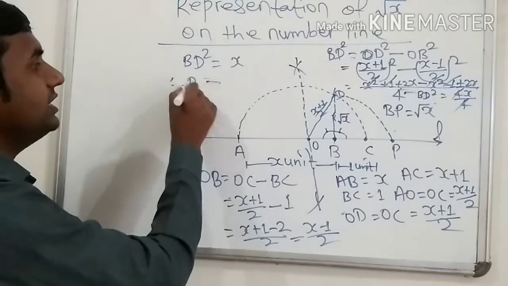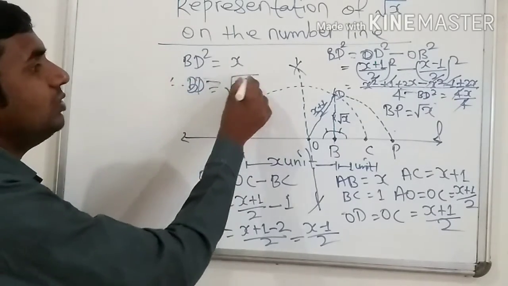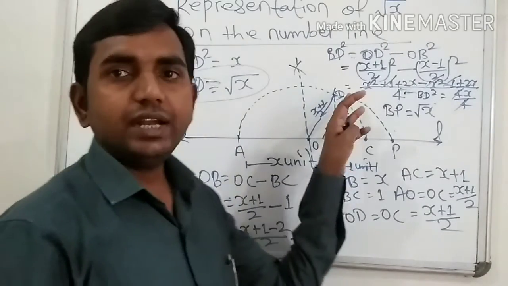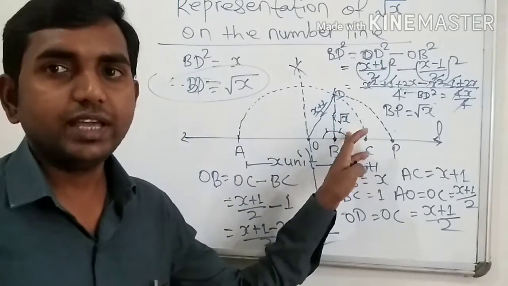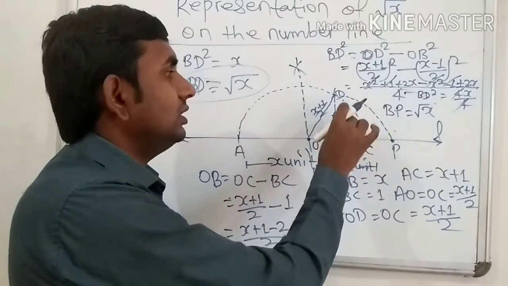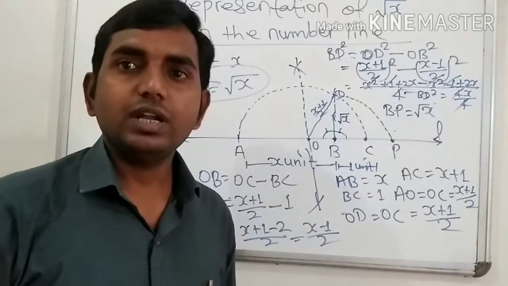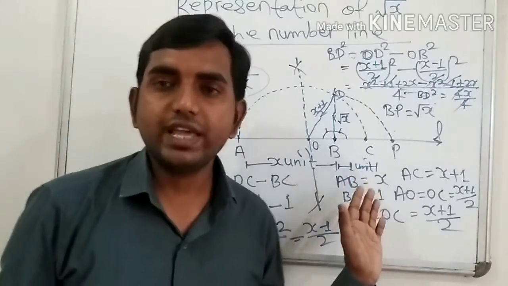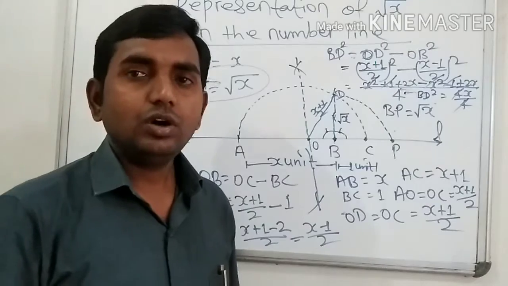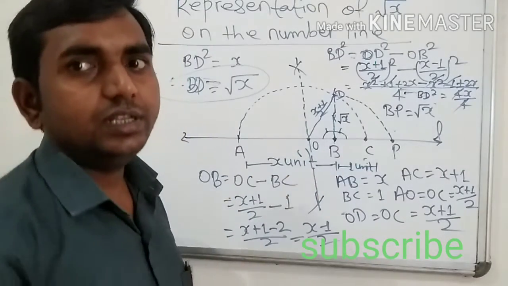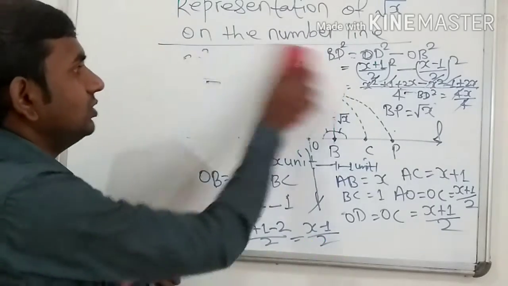Therefore BD is equal to under root x. So it's clear that BD is equal to under root x. After this, we can easily construct under root x on a number line. I hope you understand how we represent under root x on a number line. Using this same application, we can represent any number in the form of a decimal on a number line.